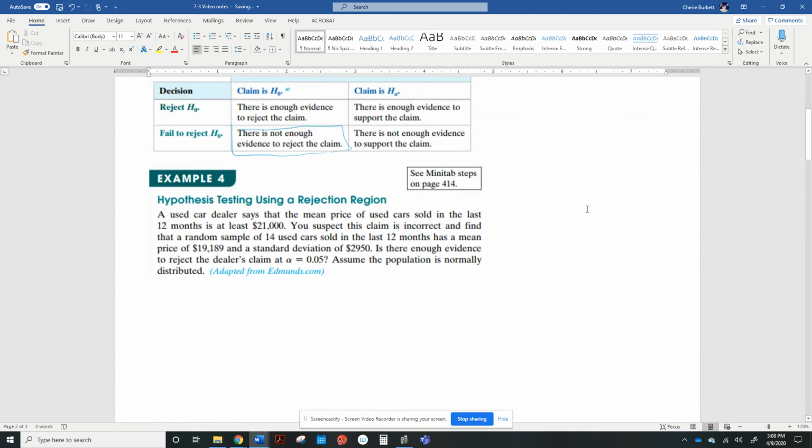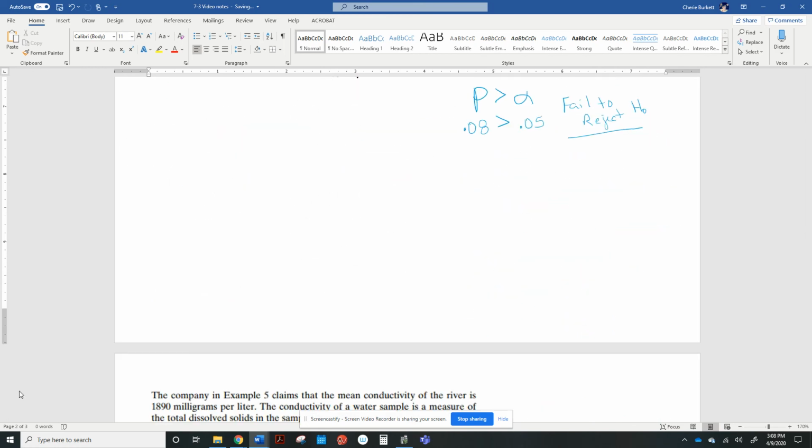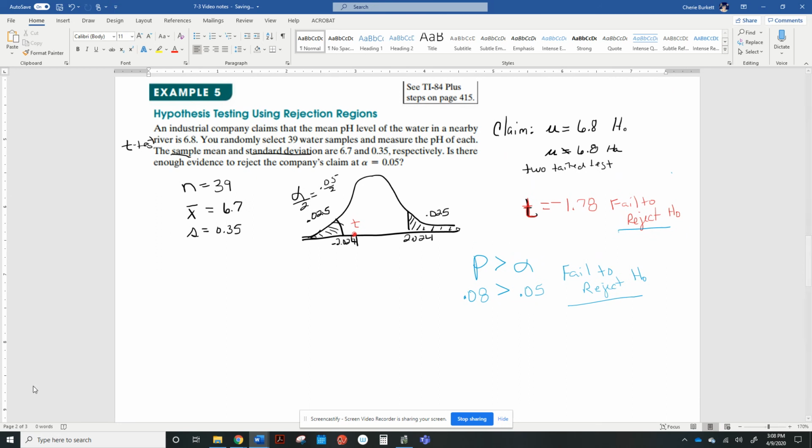There is not enough evidence to reject. Okay, so we're going to say there is not enough evidence at the 5% significance level to reject the claim that the average pH level in the river is 6.8.